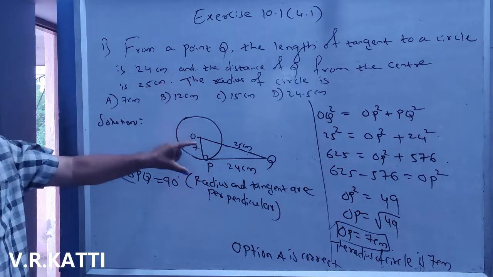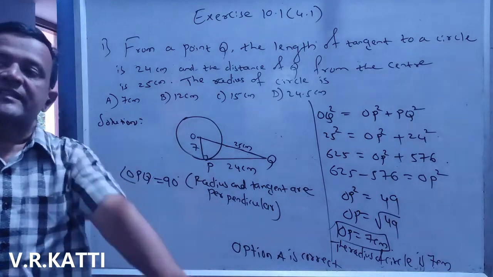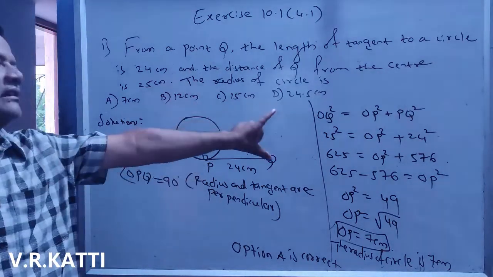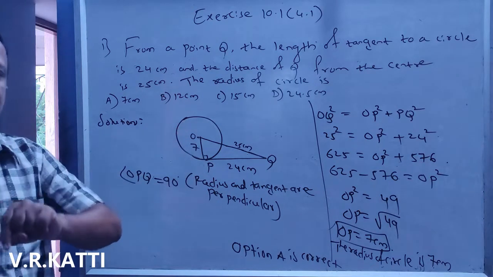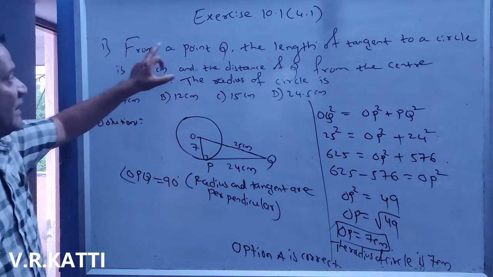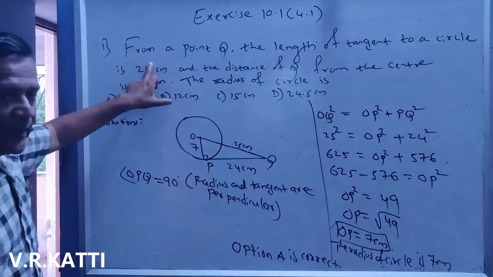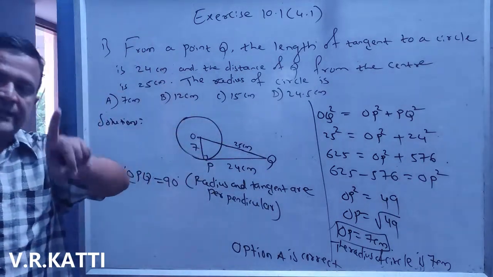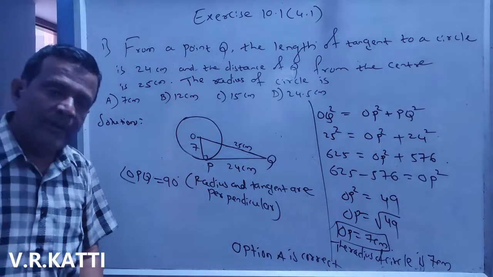In this way, you have to find the radius of the circle. Use the Pythagoras theorem in the right angle triangle and you will get the answer. And remember, in the question, if it is given from a point, then you have to take the external point. At a point, then you have to take the point of contact.